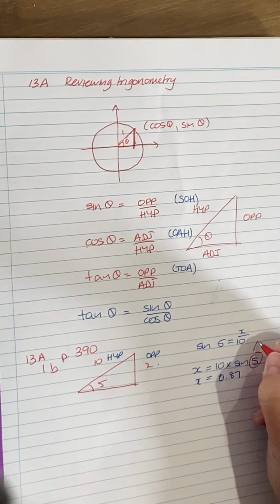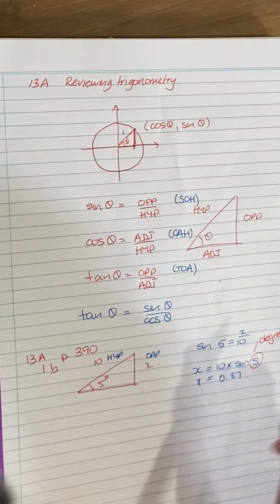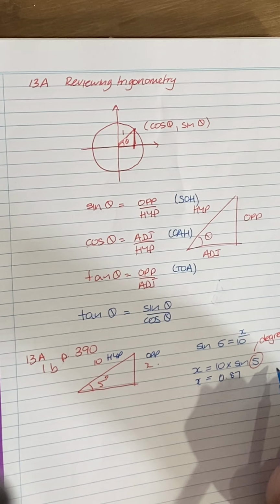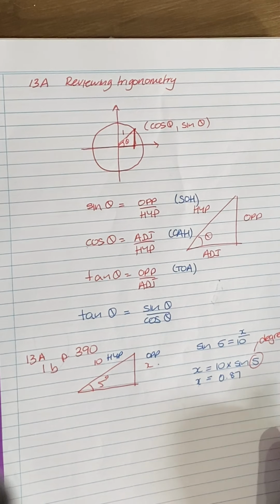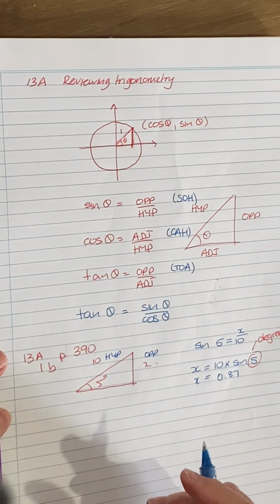This here must be in degrees because this is in degrees. So if your calculator is still in radians, you're not going to get this right. In fact, you're going to get all of them wrong. So go back now and change your radians to degrees. And the more you do, the more proficient you'll be.